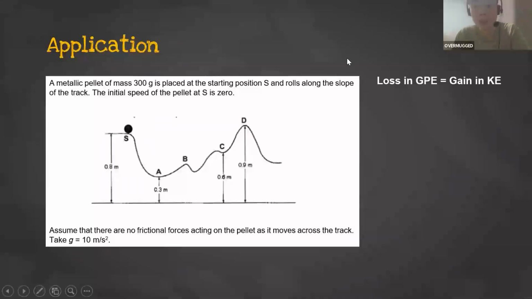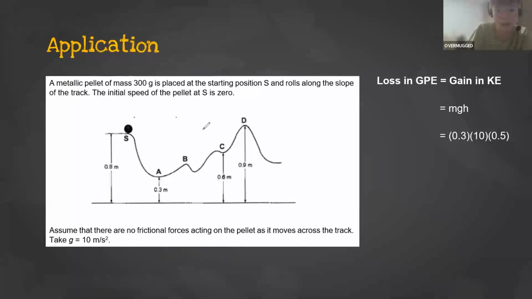Loss in GPE equals gain in KE. So there's actually just one step to do it. You just need to calculate the loss in GPE. So how much GPE is lost? 0.3 times 10 times 0.5, and that will be the gain in KE, 1.5 also. Right, this is solving it in one step. See if you are comfortable with this, otherwise you can break it down like the previous slide example.